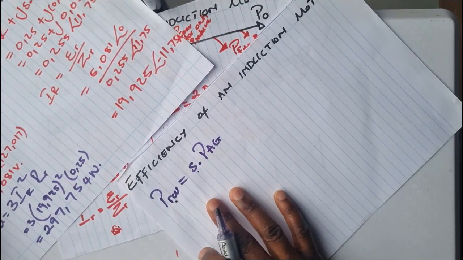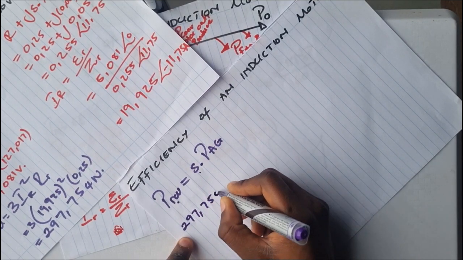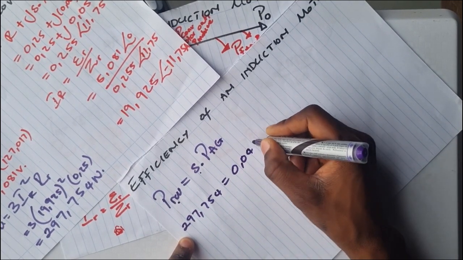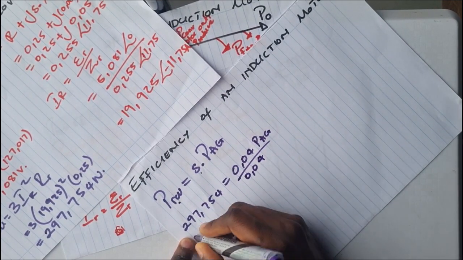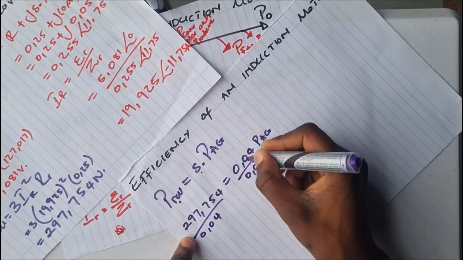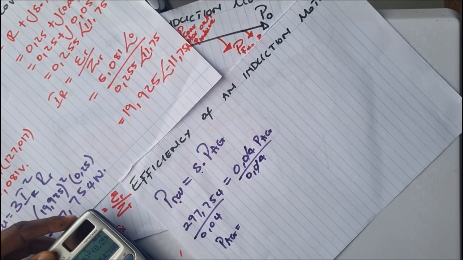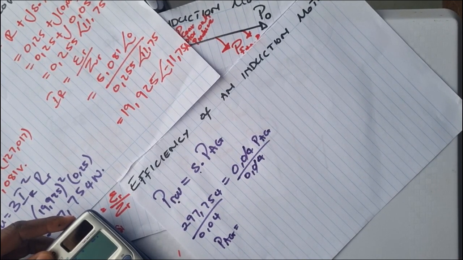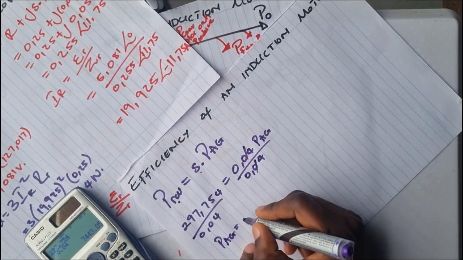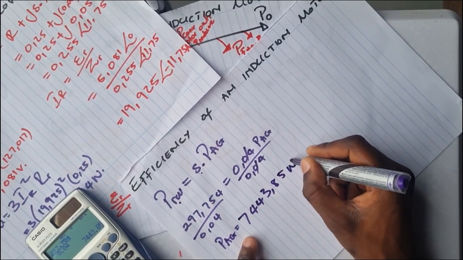So my rotor copper losses are 297.754, which is equal to slip, 0.04, times PAG. Since I want PAG, this will cancel, and then PAG is equal to 297.754 over 0.04. That gives me 7443.85 watts.